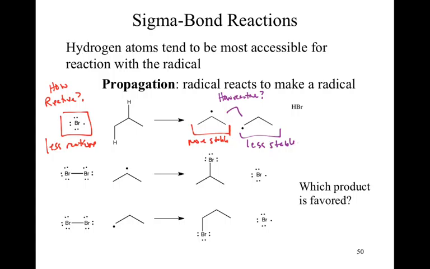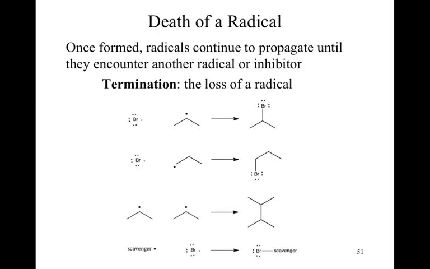If we continue to let our reaction run, we still have these radicals free floating around, and we can eventually find that those radicals will encounter each other, and we do what's known as a termination, or the loss of a radical. So we've got a couple examples here. The radicals meet in free space, and we end up forming a bond between the carbon and the bromine.